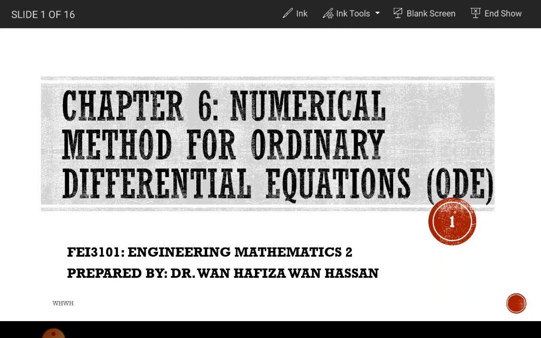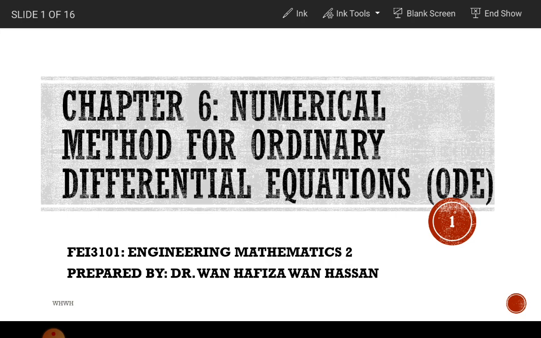In this chapter you are not going to see any more integration, differentiation and all sort of that, because in this chapter we completely deal with numerical method. So what is actually numerical method? That will be your first learning outcome today. You need to understand what we are going to learn in chapter 6, right?